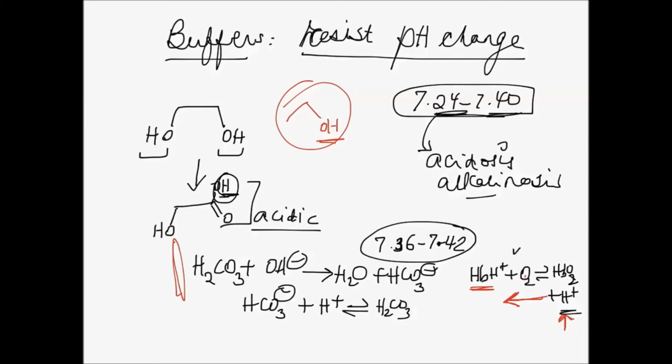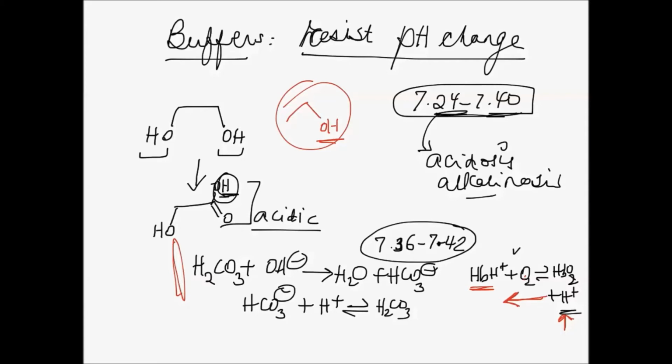So again, I gave you the entire story about buffers, gave you an instance of that to make you understand that the primary reason for the existence of buffers in nature is to resist pH change, because essentially nature would want to protect itself as much as it can.